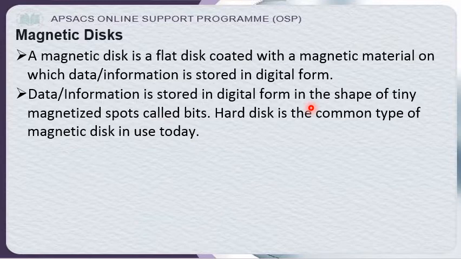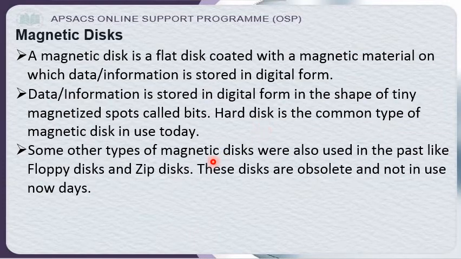Data information is stored in digital form in the shape of a tiny magnetized spot. When a spot is there on these magnetized plates, it is known as a bit. A common example of a magnetic disk nowadays is a hard disk. We have some other examples of a magnetic disk, but in modern computers, the only device which is used as a magnetic disk is a hard disk.